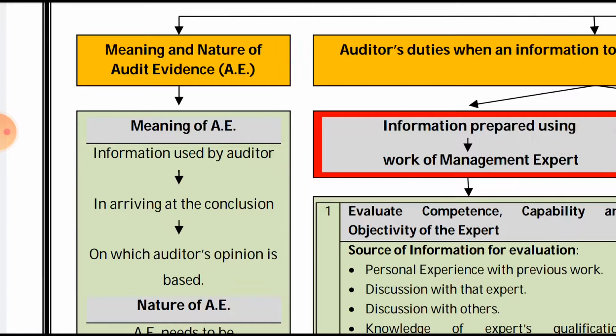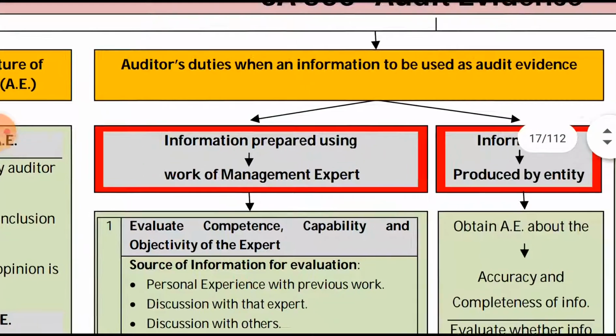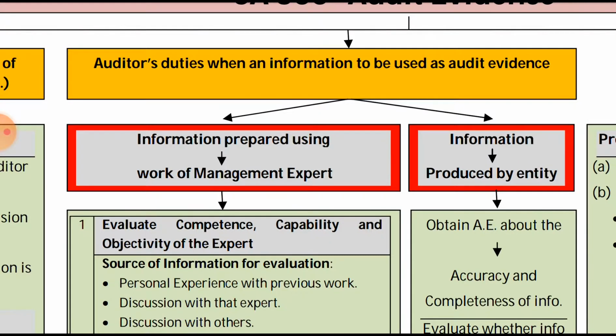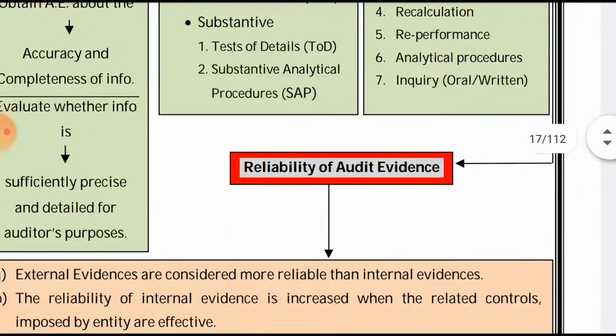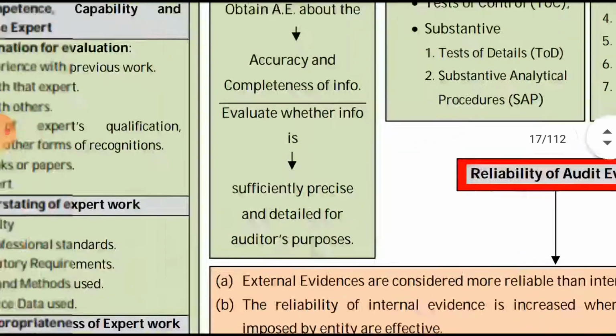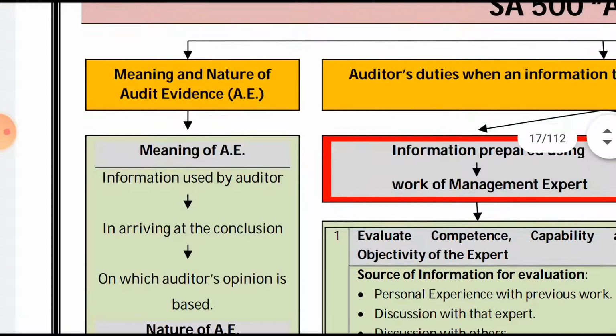It is divided into 4 parts: the meaning and nature of audit evidence, the auditor's duty when information is to be used as audit evidence, the audit procedures and methods of obtaining audit evidence, and then the concept of the reliability of audit evidence. So we'll start with the meaning and the nature of audit evidence.